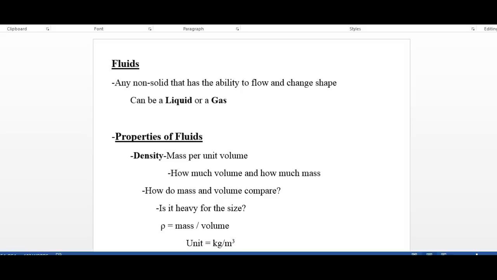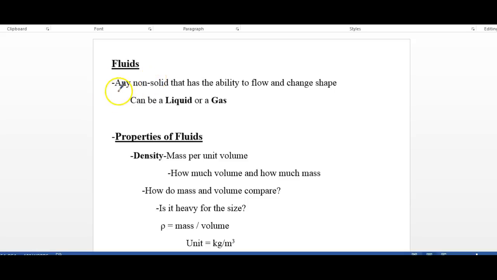Alright, so this is going to be our notes on fluids. So far we've talked about pressure, absolute pressure. We've talked about different principles such as Archimedes' principle and Pascal's principle. And today we're going to flesh this out a little bit more and talk about a fluid.